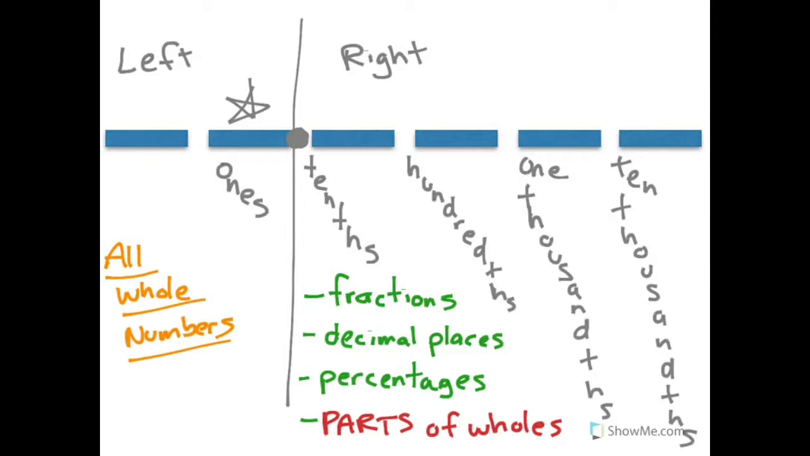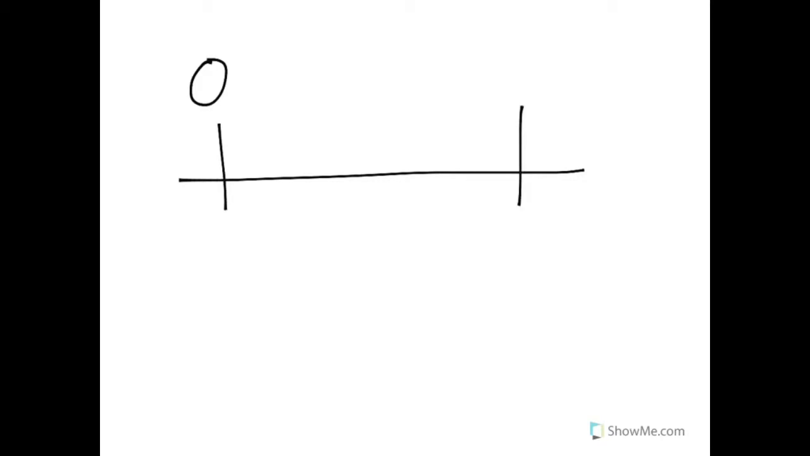Another thing that we need to take into consideration is when we're talking about fractions, decimal place values, percentages, they're all parts of wholes. If we consider a number line, we start with 0, and we get all the way to 1. Every single fraction, every single percentage, except for percentages that are 100% and up, every decimal, all of those live right here between 0 and 1.